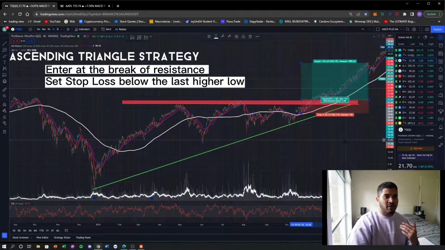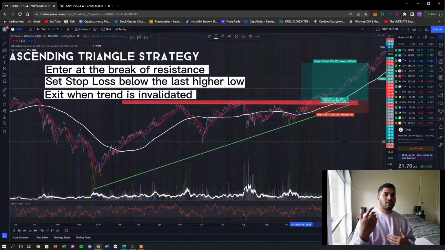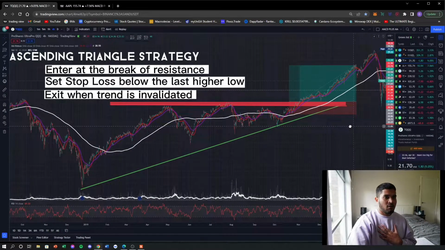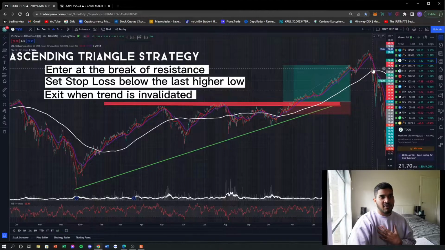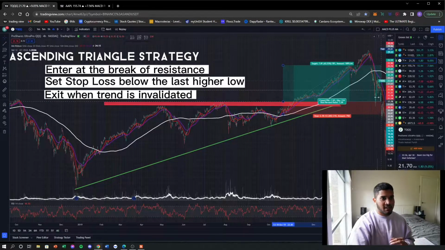We can let the trade run until it invalidates our trend. Our trend is uptrend, so it should be making higher highs and higher lows. If you look here, it's making a higher high, it's making another higher high, and also it's making higher lows. The second it makes a lower high, that's when I'm out. So we can see that here it made a lower high right here, because this was our previous high and it broke that here. So we are getting out here.